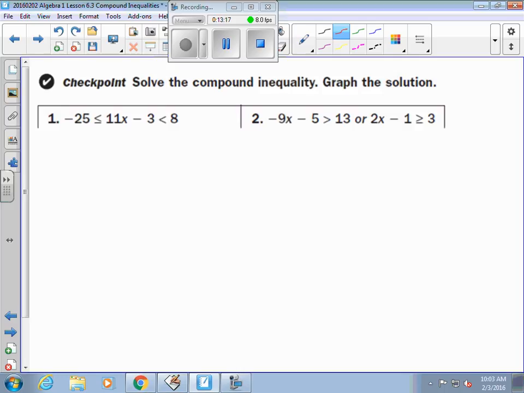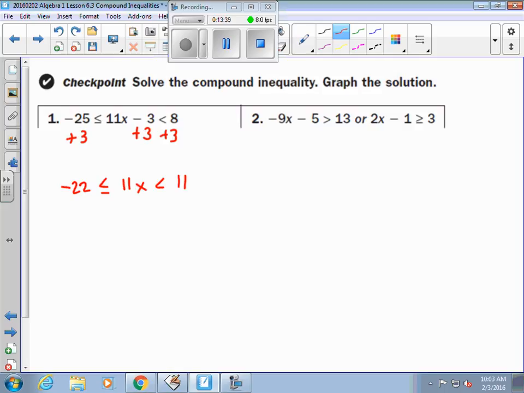Checkpoint. -25 is less than or equal to 11x minus 3. Undo -3 by adding 3. When you do it there, do it here and here. -25 plus 3, -22, is less than or equal to 11x is less than 11.